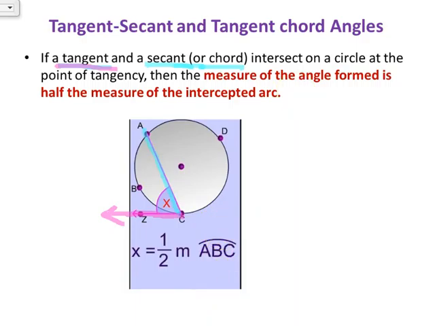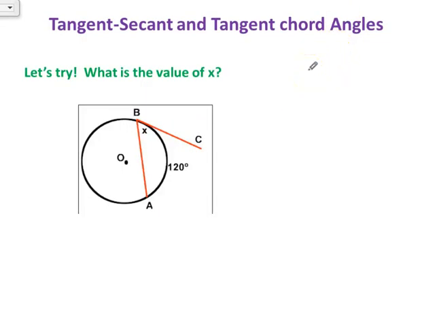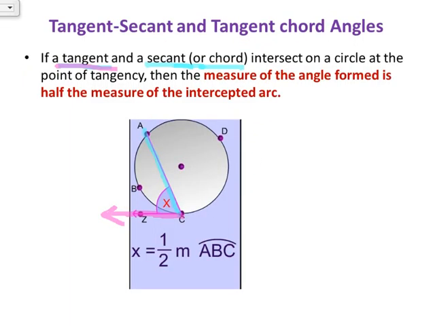So that's the same idea here. Let's try this. What would be the value of x? Here we've got our chord, A to B, and then B to C is our tangent line. So we've got a tangent and a secant. What would be the value of x? Again, we're going to take 1/2 the measurement of the intercepted arc.